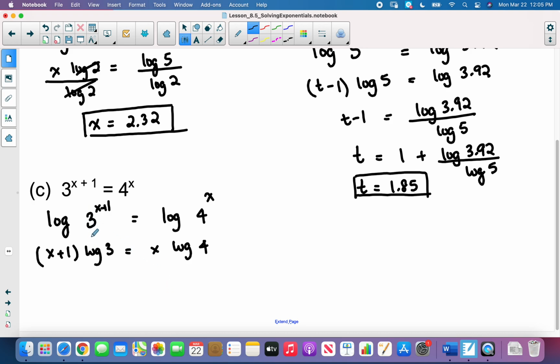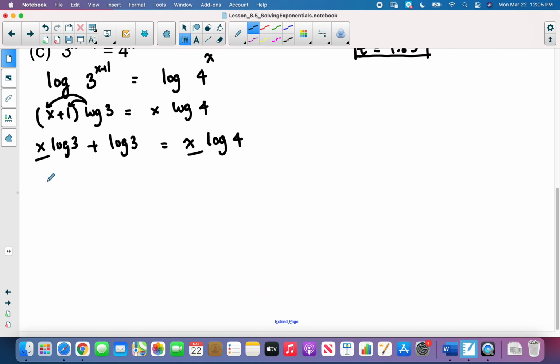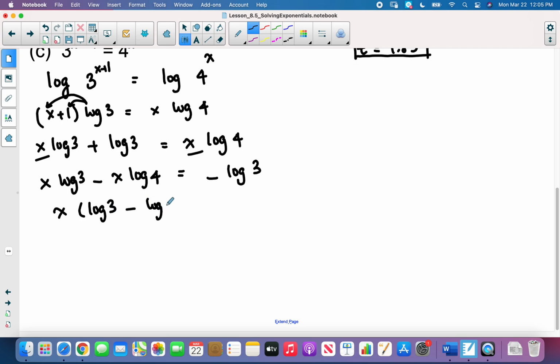We can distribute the log 3 into the brackets here. So it becomes x times log 3 plus log 3, because 1 times log 3 is log 3, equals x times log 4. So the reason I'm doing that is I see there are two terms that have x in them, and I want to bring them together. So x times log 3 minus x times log 4, moving this here, is equal to negative log of 3. So x times log of 3 minus log of 4, put that in brackets, equals negative of log 3.